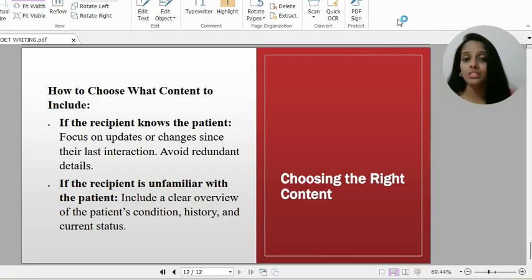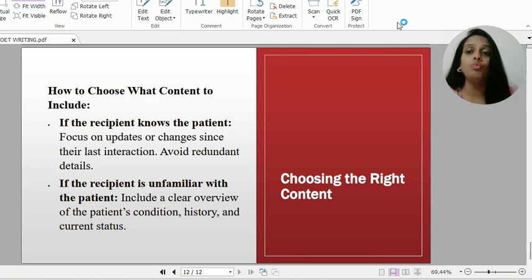Use medical language. That's the next step. You need to use your medical language. While the tone should be formal, ensure the terminology aligns with the clinical standards. And also check for completeness. Make sure your letter answers the what, why, and how. What's the issue, why the referral is needed, and how the recipient can help.